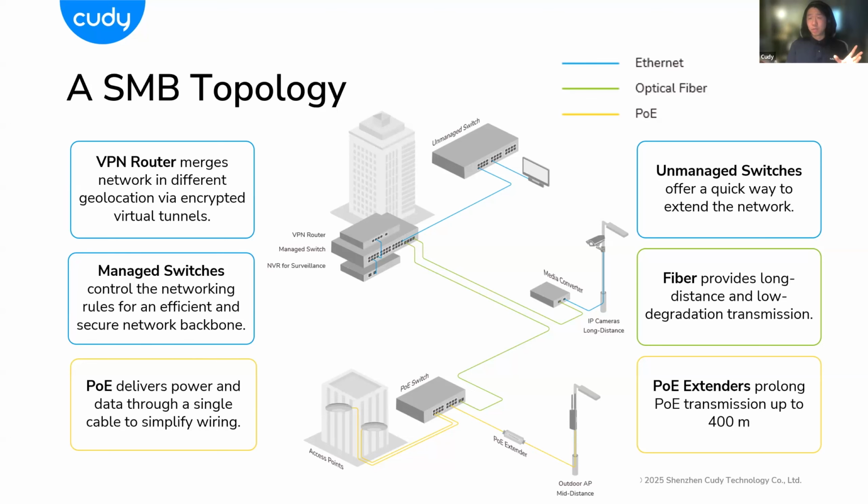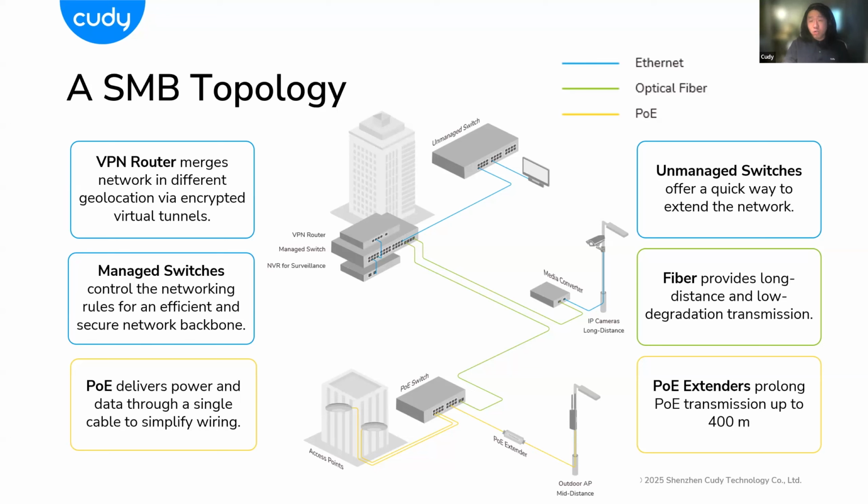We split them. We have a VPN router to communicate mainly outbound to the internet access provider. And for IP address assigning and security rules, we're going to spare those roles to the managed switches. They can carry some heavy tasks on the business network backbones. So that's VPN routers and managed switches.